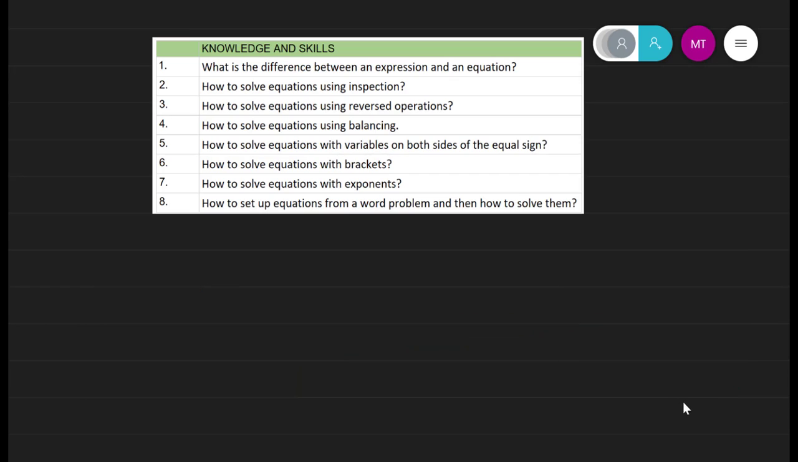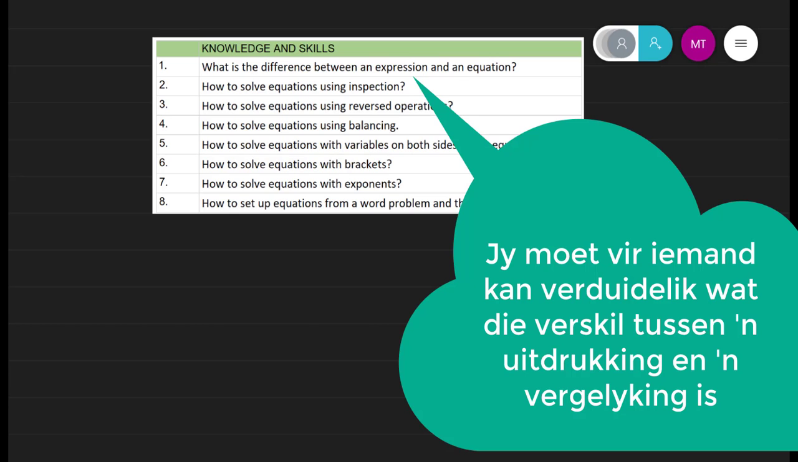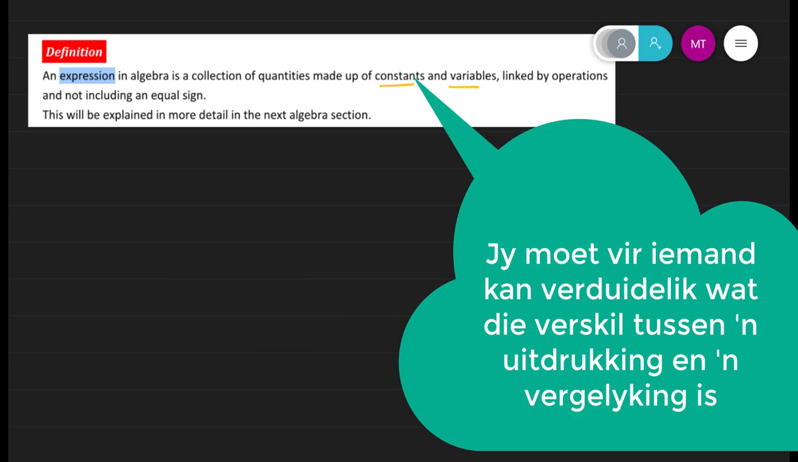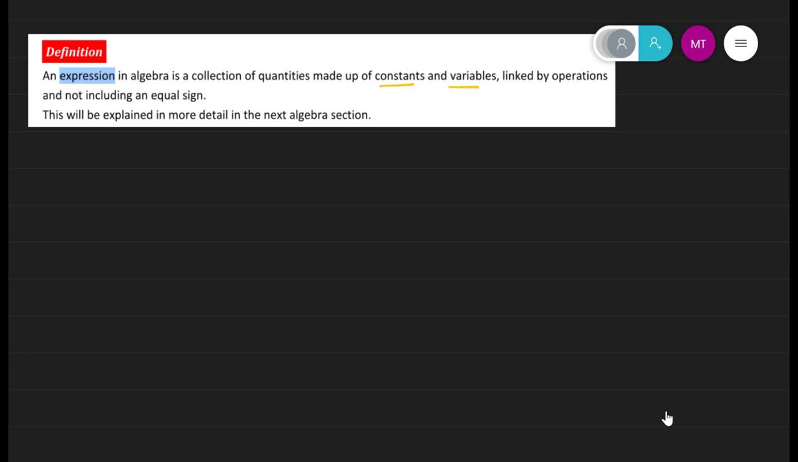So in today's lesson we are going to look at two definitions, the difference between an expression and an equation. An algebraic expression is a collection of quantities made up of constants and variables, linked by operations and not including an equal sign. Oh, but that's a mouthful, so let's use an example to explain it to you.